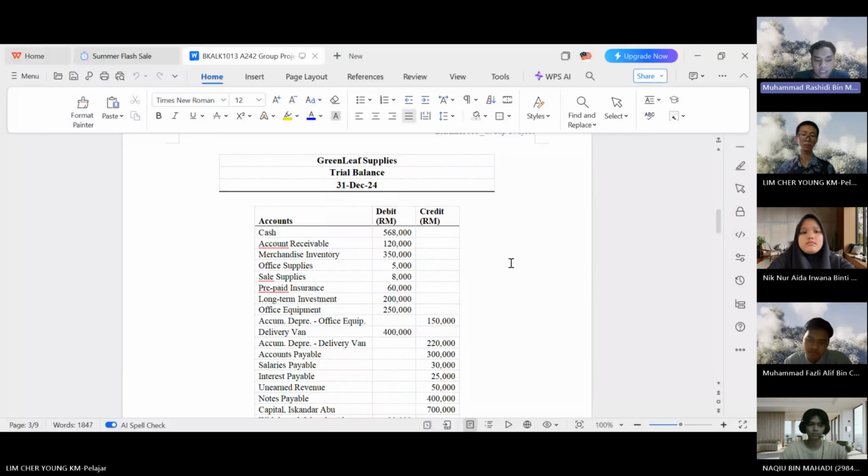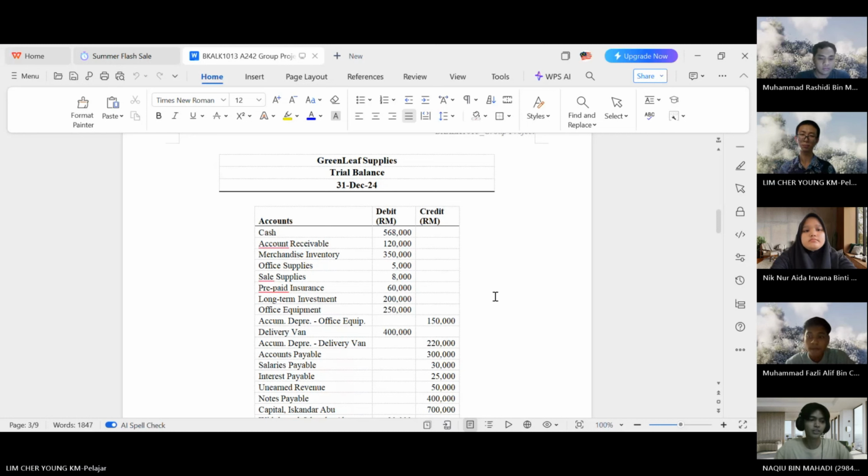Under COGS, we have 500,000, and that is the cost of merchandise sold. Then after that, we go into operating expenses. We usually split that into selling and administration expenses, right? So you want to go through the selling expenses?